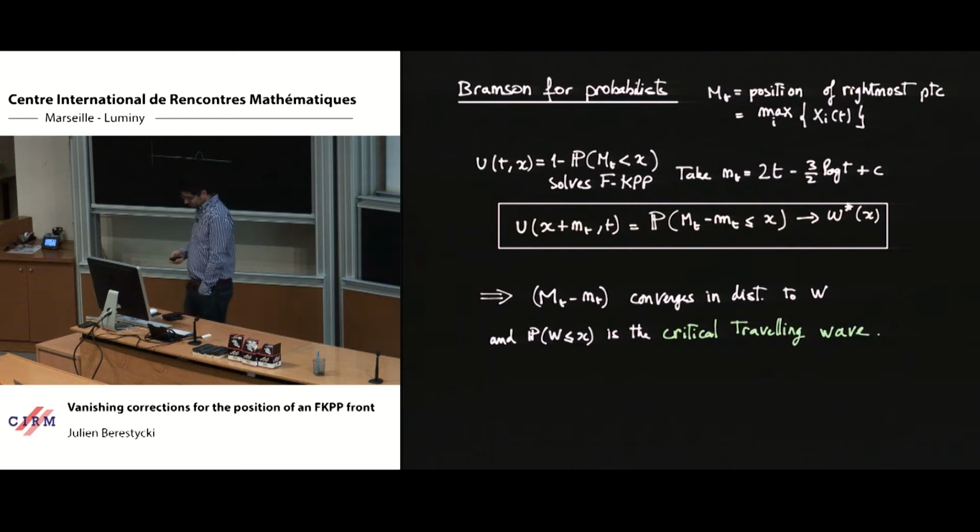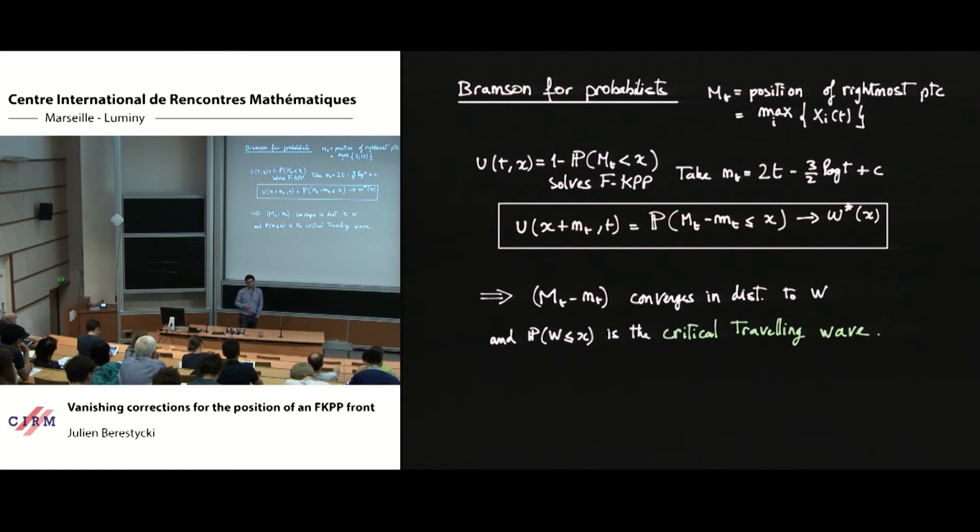So this tells you that those traveling waves and those solutions to the FKPP equation are really important if you want to study what happens near the extrema of the branching Brownian motion.